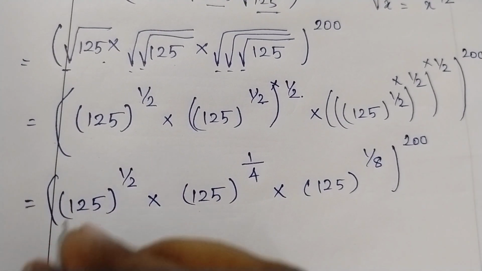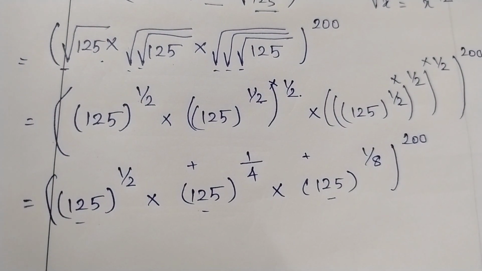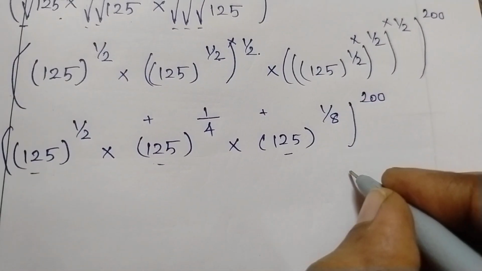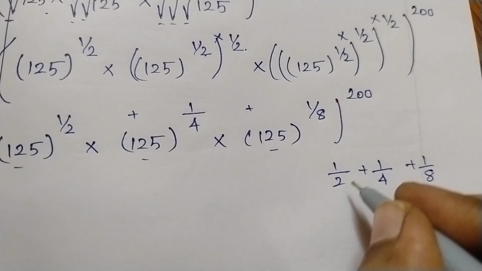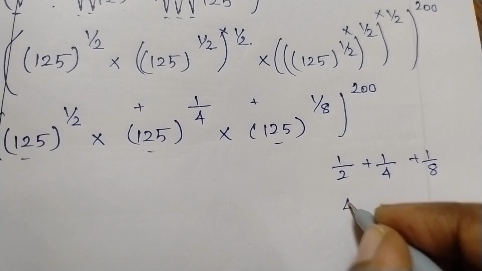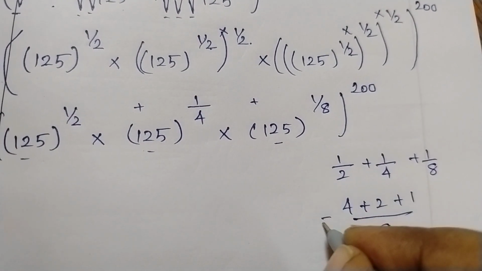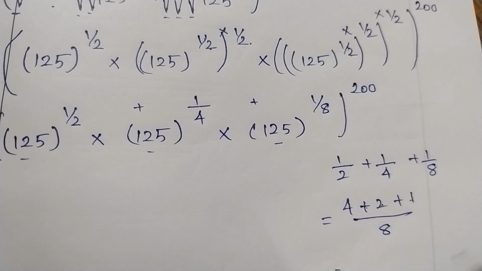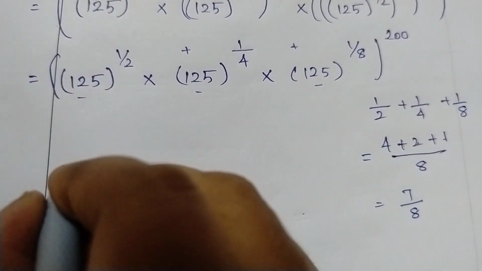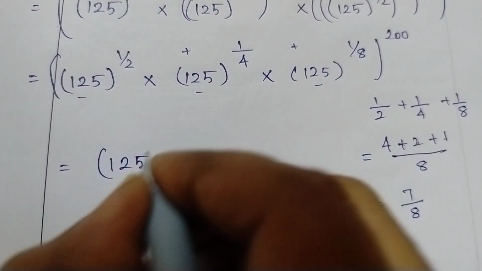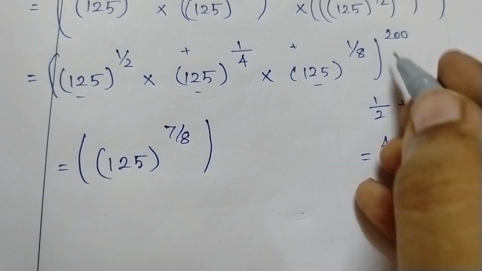Okay. So if the base is the same, the powers get added, is it? So we need to add all those powers. 1 by 2 plus 1 by 4 plus 1 by 8. To simplify this, take LCM. LCM is 8. So 4 plus 2 plus 1 by 8, which is equal to 4 plus 2 is 6, plus 1 is 7 by 8. So just substitute this value here. So therefore which is equal to 125 to the power of 7 by 8 to the power of what?